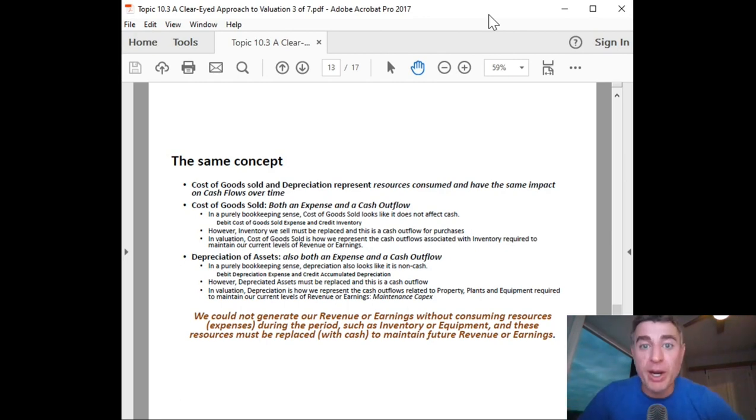I'll show a simpler way to do discounted cash flow valuation models by just removing the stickers that distract all of us and focusing on the core substance. We couldn't generate our revenues or earnings without consuming resources, expenses during a period, such as inventory and equipment, and these resources must be replaced with cash to maintain future revenues and expenses. So I want to emphasize that, the part I have at the bottom, that's our focus, not about bookkeeping, not about labels, not about weird ideas, but just, hey, let's focus on the core business itself. All right, let's jump beyond this.